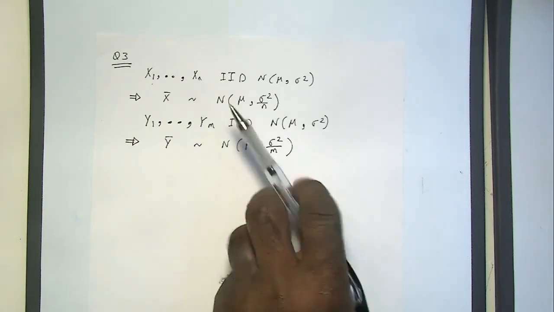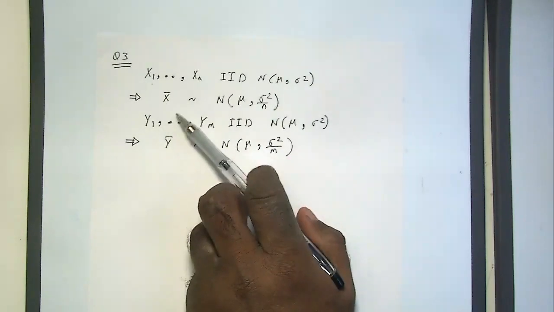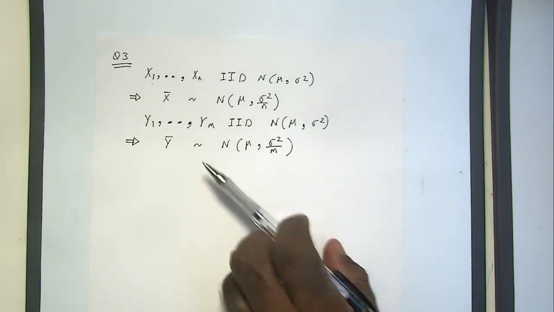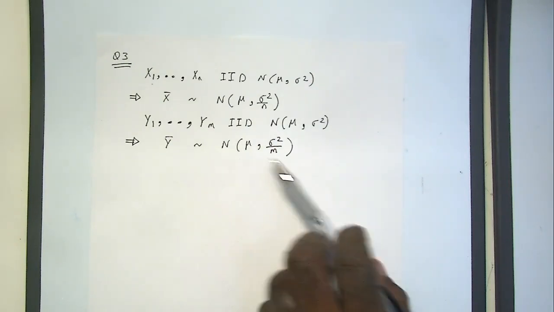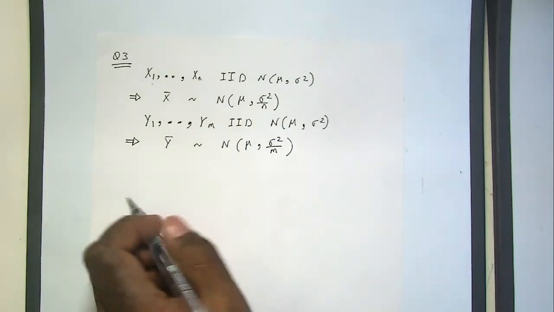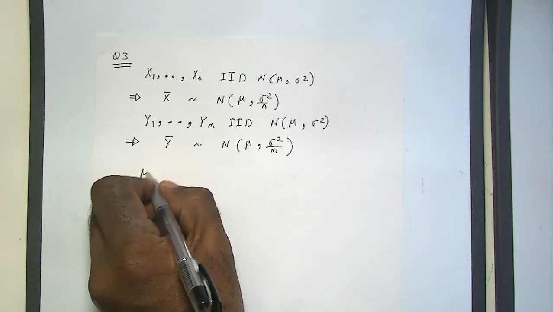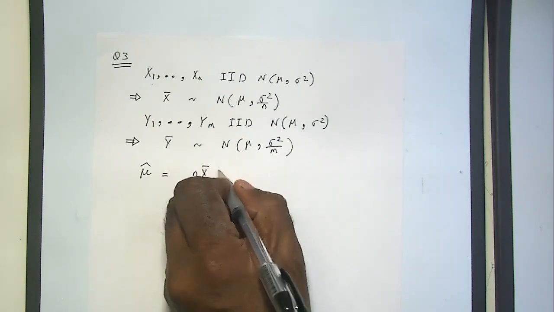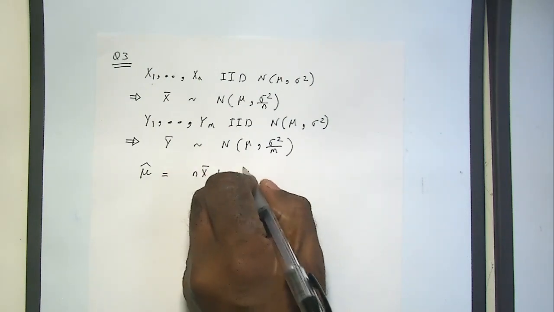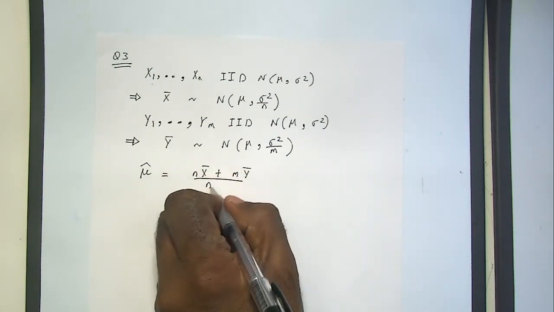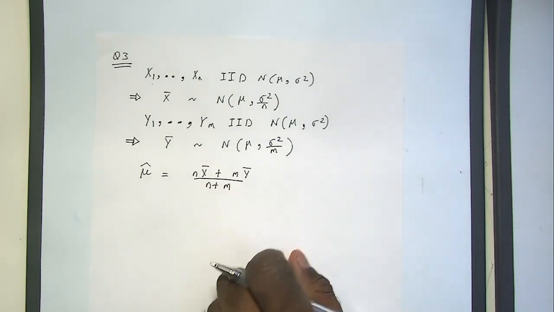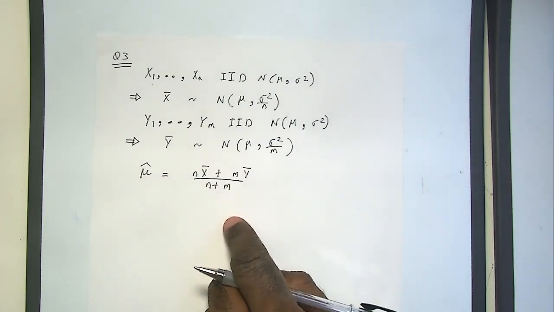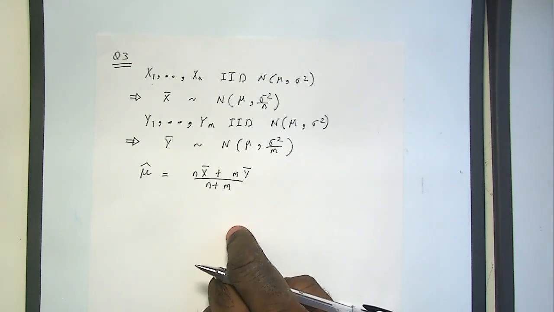So you have a random sample from this, so the sample mean should have this distribution, and you have another random sample, so the sample mean should have this distribution, right? And the estimator that we have for mu is something like this, and we want to show it is unbiased for mu. So what do we need to show? To show that something is unbiased. No?